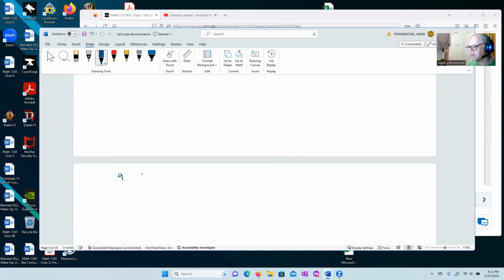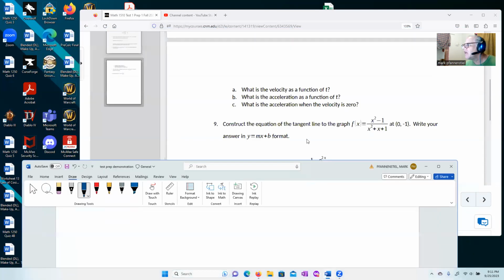Okay, and this is problem number 9, I believe. And what do we have for problem number 9? We have: construct the tangent line to the graph of x squared minus 1 over x squared plus x plus 1 at the point (0, negative 1). Write your answer in y equals mx plus b format.